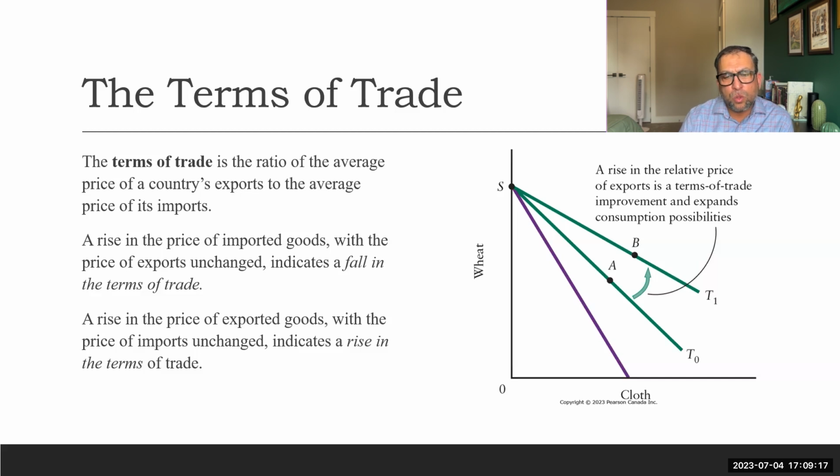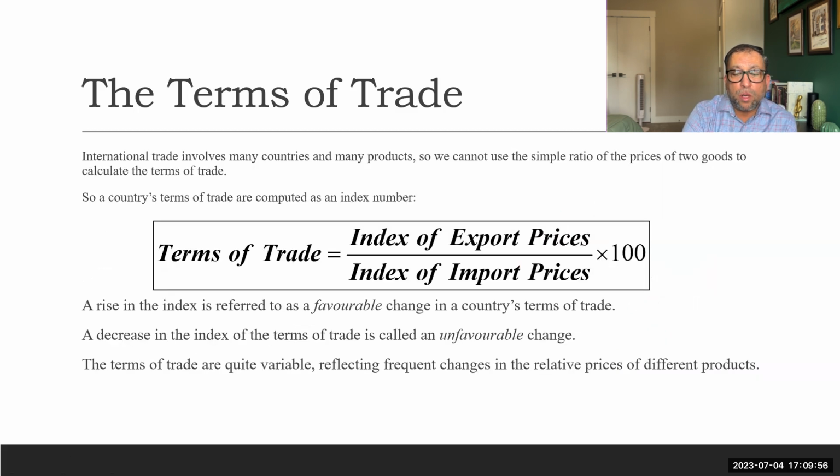A rise in the price of export goods, with the price of import goods unchanged, indicates a rise in, or favorable, terms of trade. So we see here in this graph that we are able to produce wheat and clothes. So we specialize in making wheat. And with this wheat, we can consume at a point A, which is beyond our production possibility frontier. So it can increase to B if our terms of trade improve. It can go down if the terms of trade deteriorate or decrease.